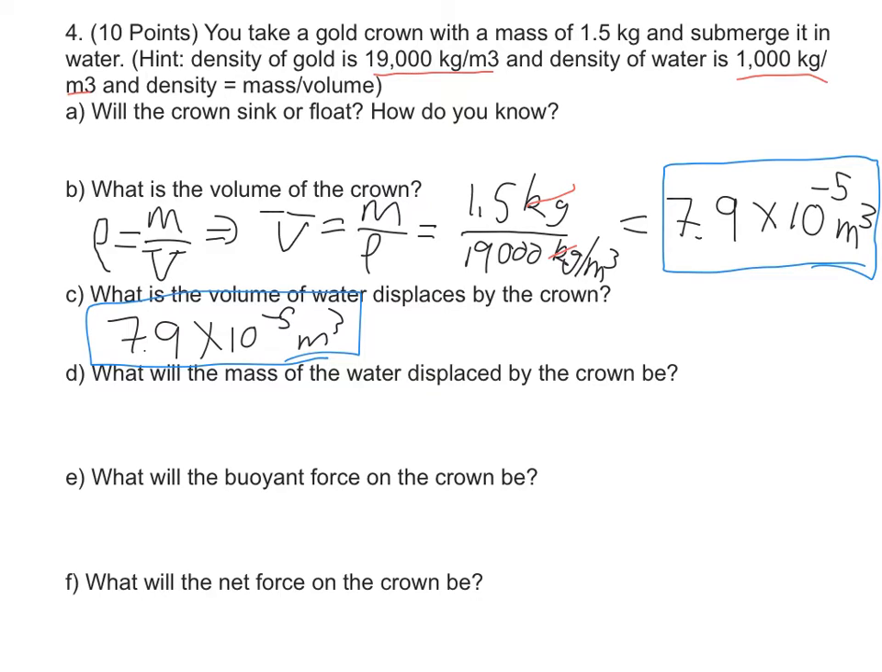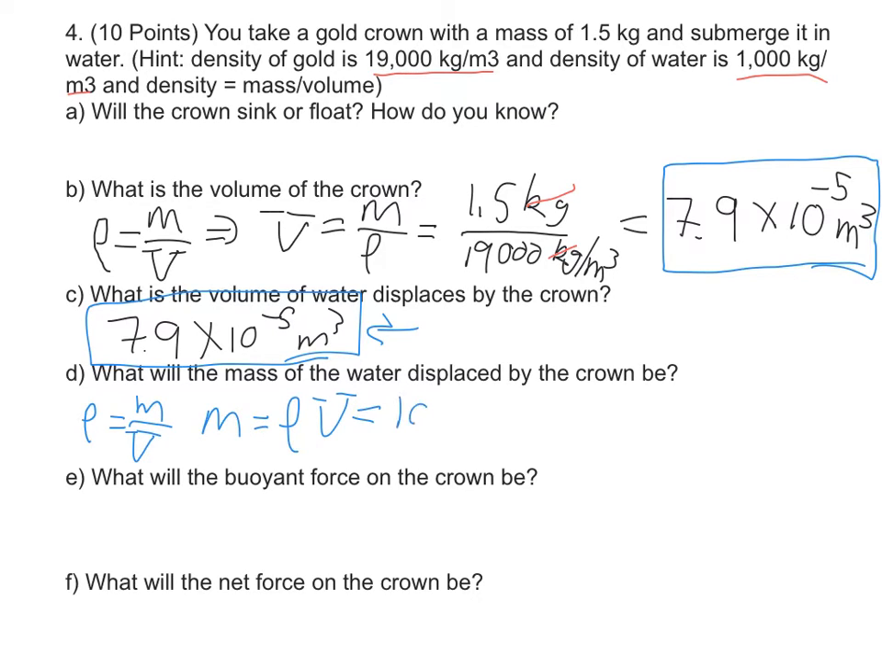The next question is, what will the mass of the water displaced by the crown be? What does that even mean? Well, this much water is being displaced, and so we want to know what is the mass of that much water. Again, we can go back to density. Density equals mass over volume. Since we're dealing with water, I'll use the blue color. If we want mass, multiply both sides by volume, so mass is equal to density multiplied by volume.